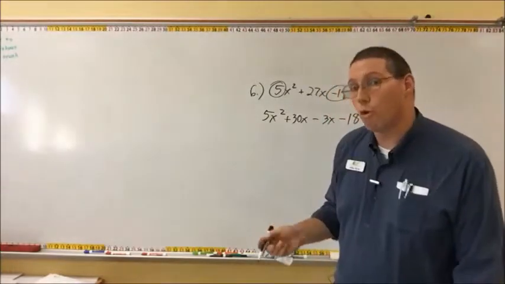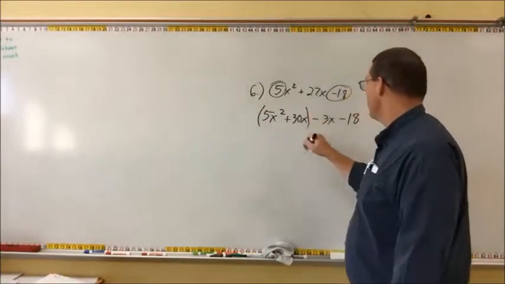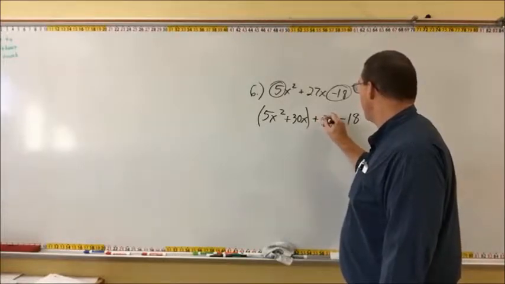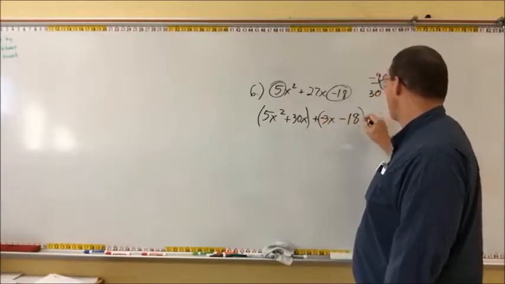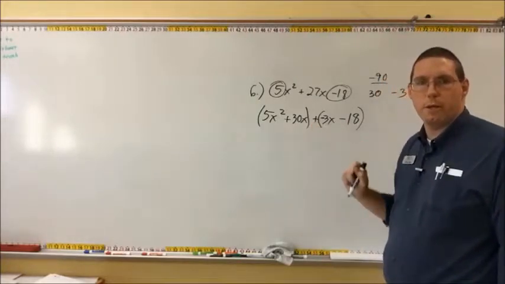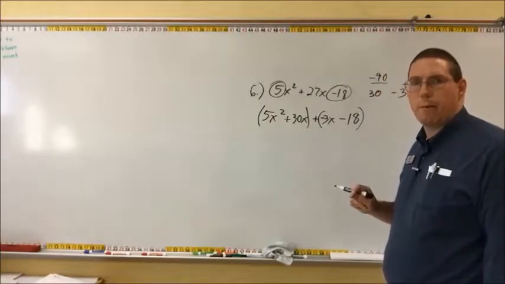Now we can group. I'm going to put parentheses around this. Also here, I'm going to make this a plus and then put a minus on the 3 and put it inside the parentheses. Remember, I've told you before, you should have a plus here when you're doing factoring by grouping.